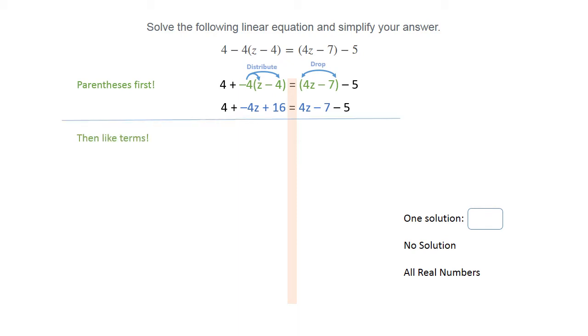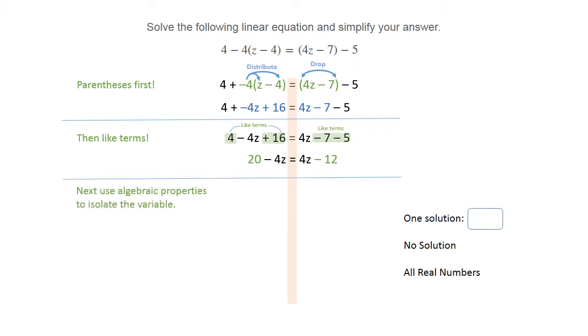The next thing we're going to do is look at like terms. On the left-hand side we have a 4 and a 16, both positive. On the right-hand side we have negative 7 and negative 5, and those are both negative. Since these occur on the same side, we are going to just put them together. So 4 plus 16 is 20, and negative 7 minus 5 is negative 12, and just bring the rest of the problem down.